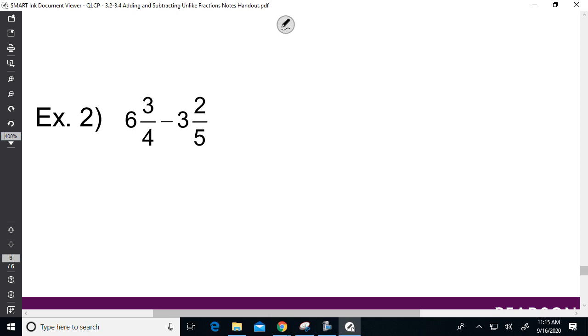So first we change everything over. 6 3/4 becomes what? 27/4. And 3 2/5 becomes what? 17/5. So there's 2 points right there.